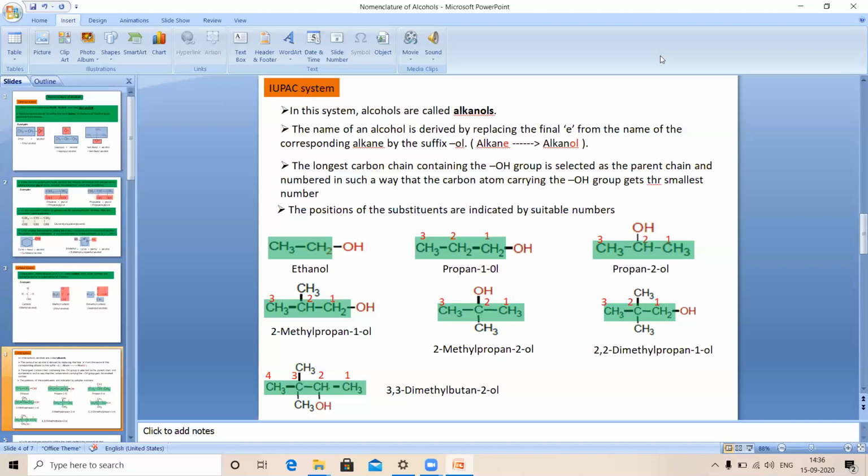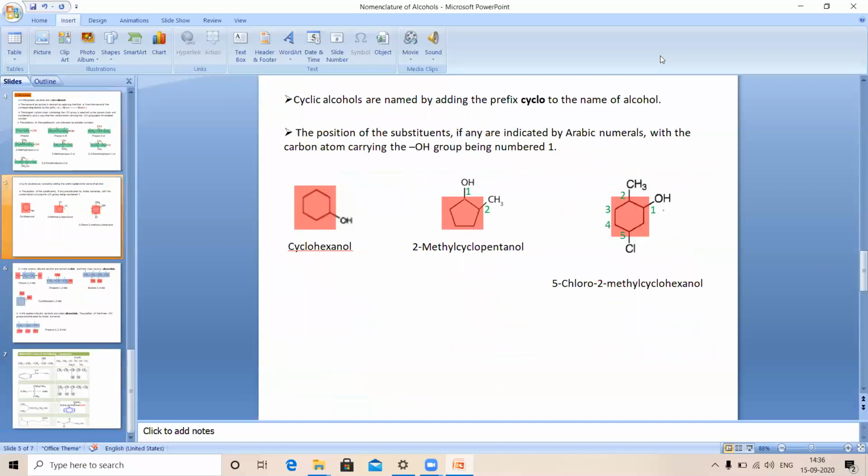Next, if we take CH3, CHOH, CH3, there are two methyl groups present, so the name becomes 3,3-dimethyl. Total carbon atoms are 4, so the parent alkane is butane. At carbon number 2 there is the OH, so the IUPAC name becomes 3,3-dimethylbutan-2-ol.